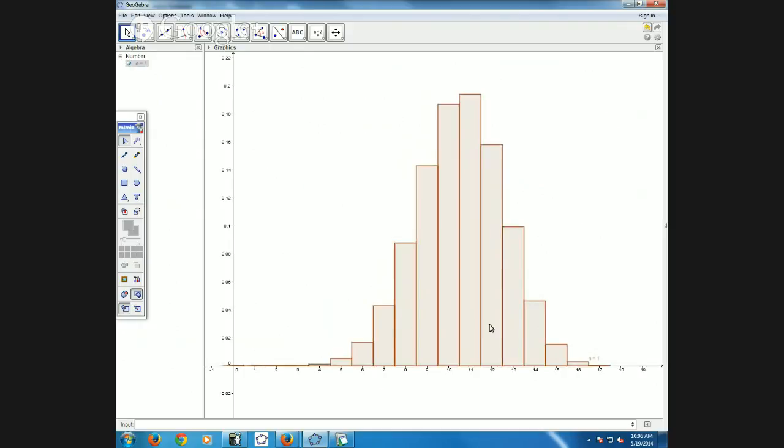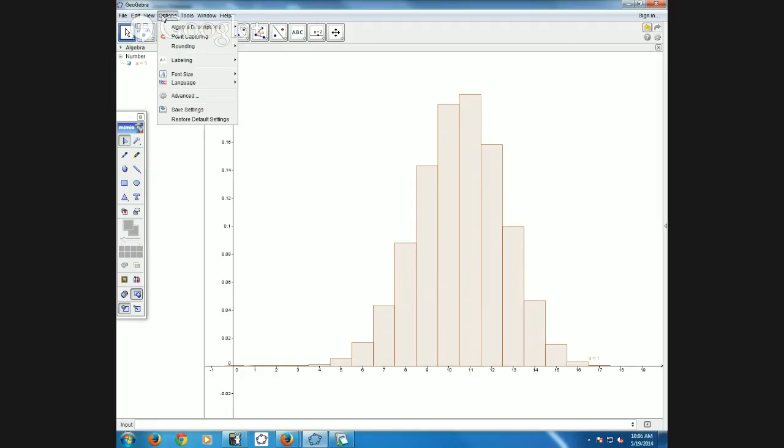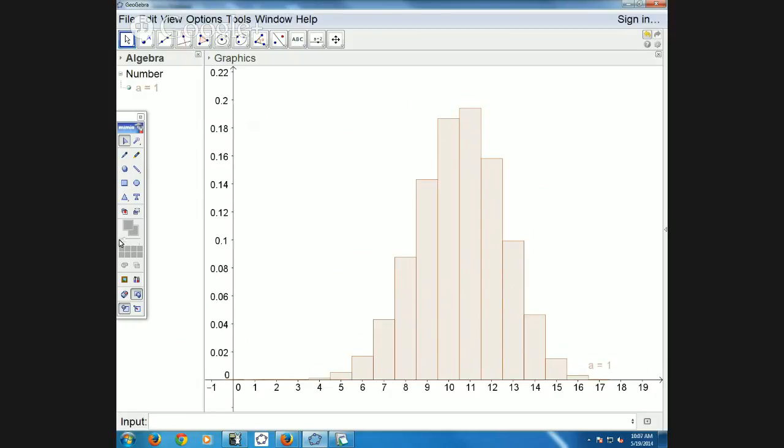Apply. Oh, that shifted it a little. Did you guys see that shift? That was cute.